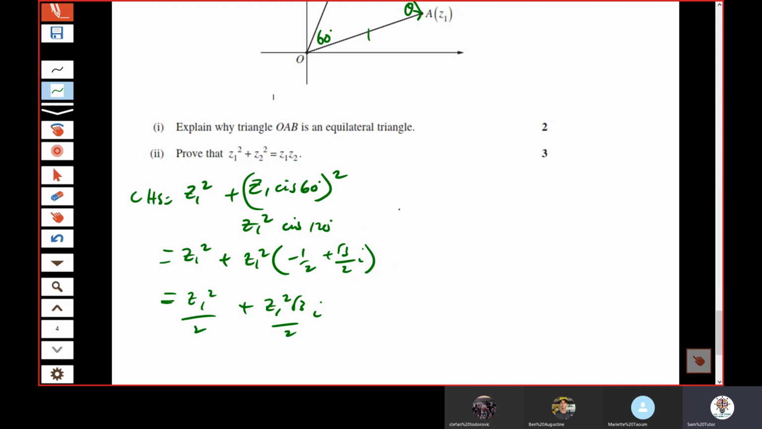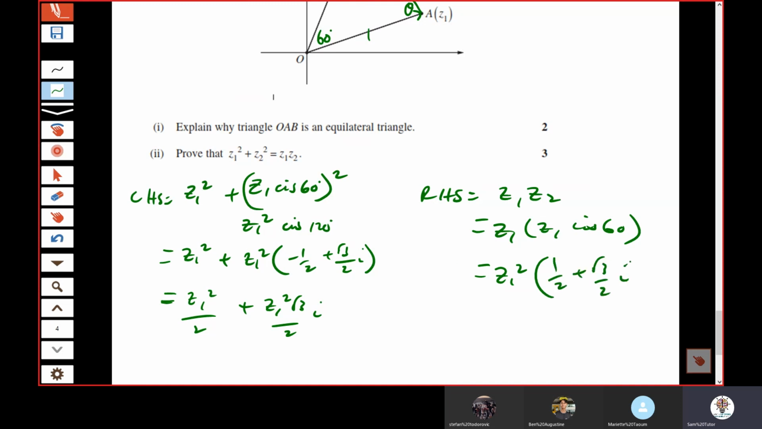Then we would have gone up to z1, z2. Right hand side, z1, z2. But again, what's z2 equal to? Once I see z1 squared, I'm like, sweet, I had z1 squared here. It's common. So I'm happy about that so far. Then I'm hoping that cis 60 is literally a half plus root 3 on 2. Give me my 3 marks. That was easy. Sounds good?